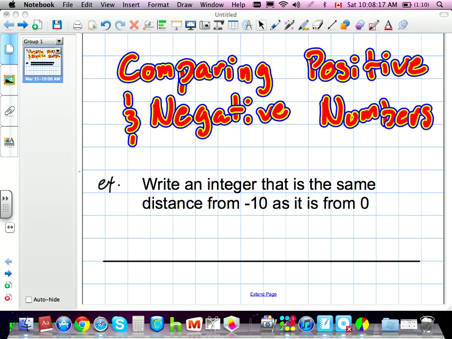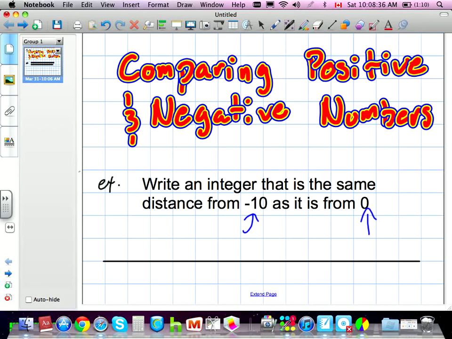Okay, so the question we're doing is comparing positive and negative numbers. The question asks us to write an integer that is the same distance from negative 10 as it is from 0. So what we need to do is create a number line. They've given us two extremes here, negative 10 and 0.